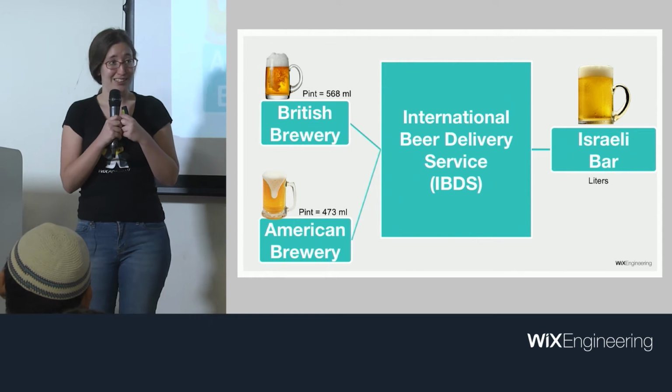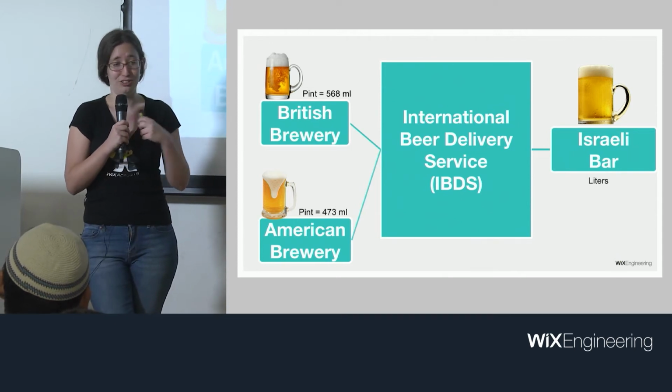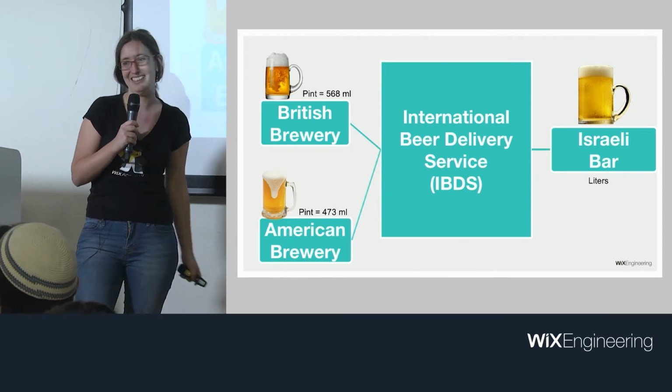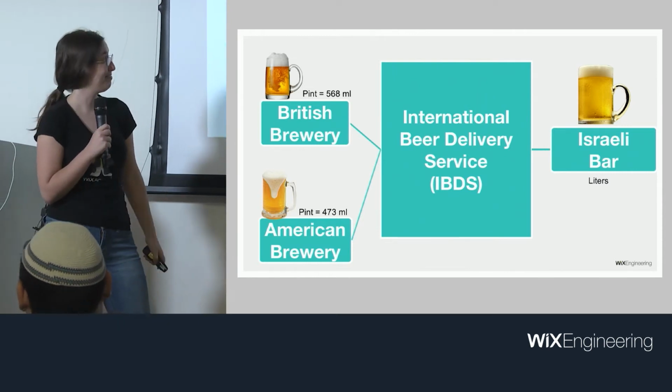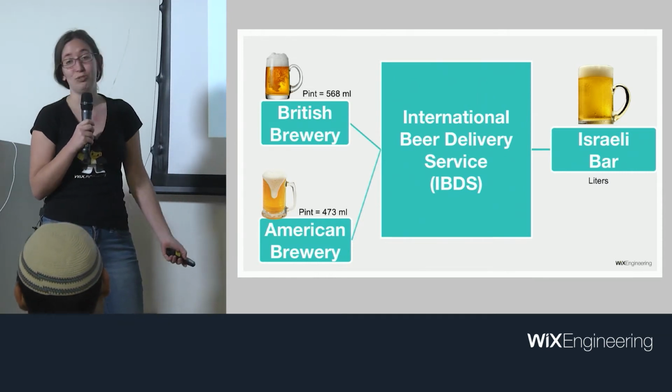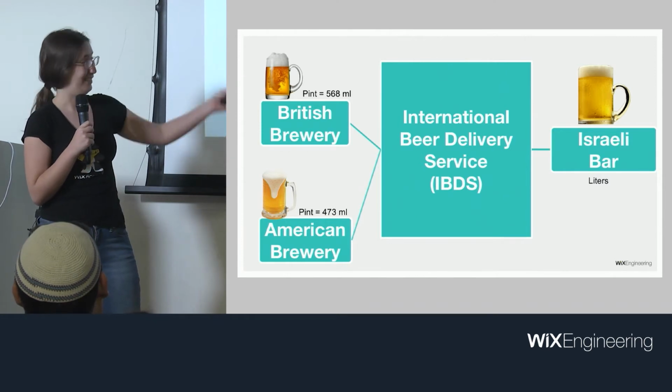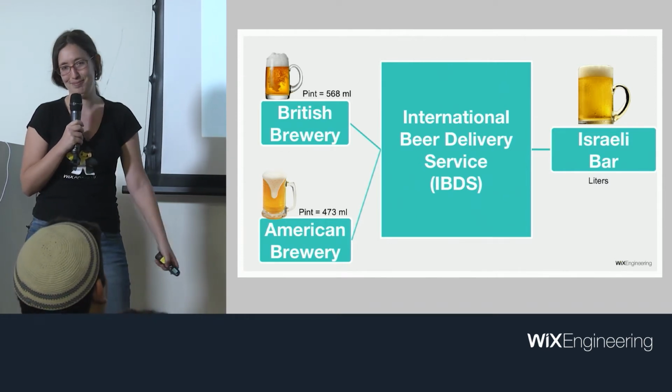And you know, when Israelis get less beer than they want, they actually go on strike. And they're very, very mad. They made petitions and everything. So this is why you don't know the IBDS, because of this sad integration story.